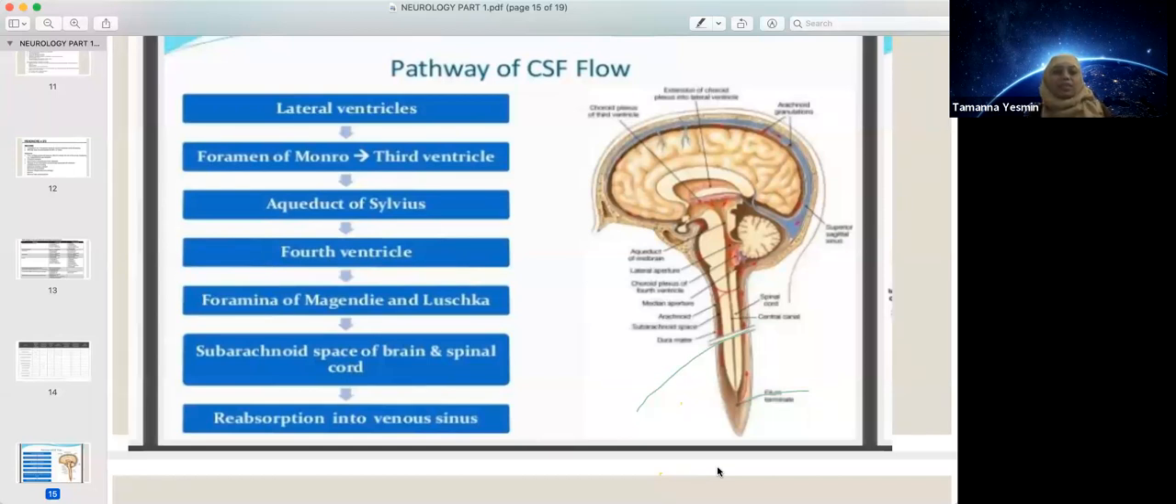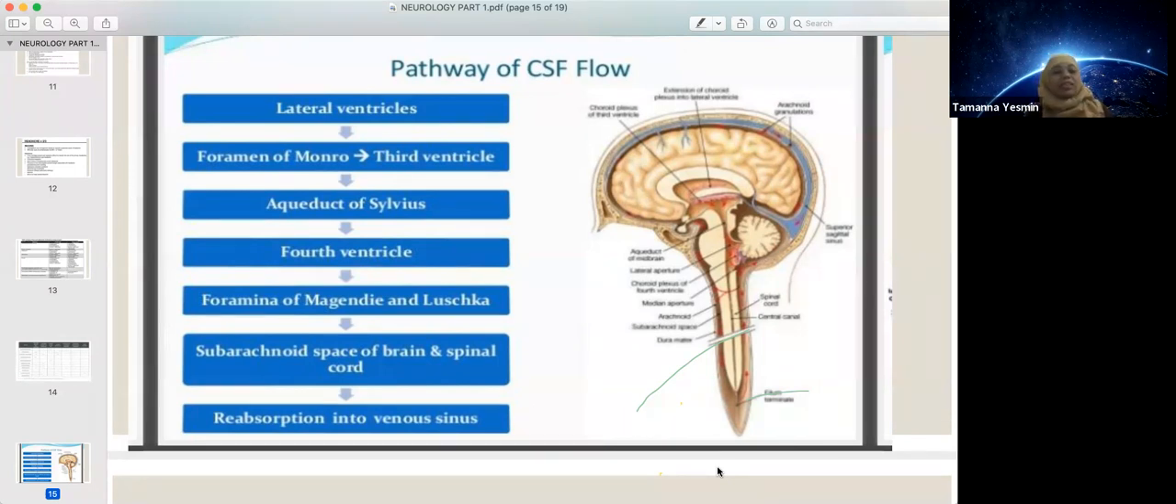From the lateral ventricle, they think the cerebral aqueduct is coming, but no. From the lateral ventricle, there is the interventricular foramen, called the foramen of Monro. It goes into the third ventricle. And the third ventricle to the fourth ventricle is the cerebral aqueduct, or aqueduct of Sylvius.